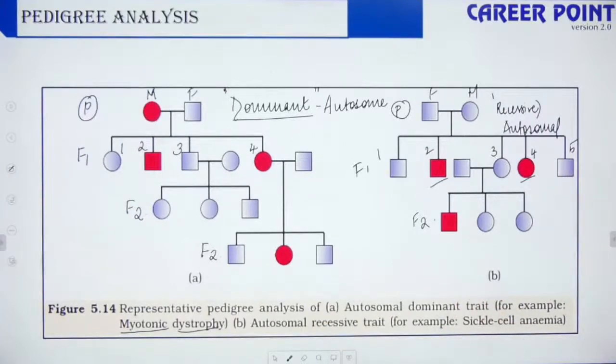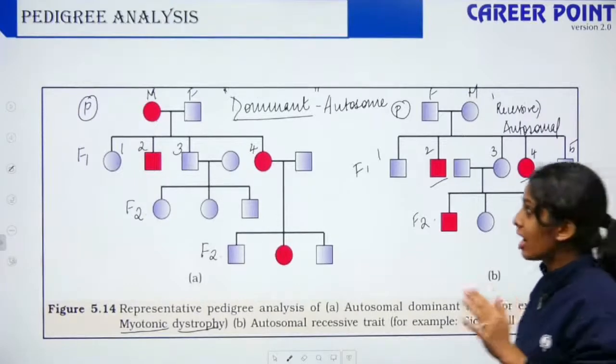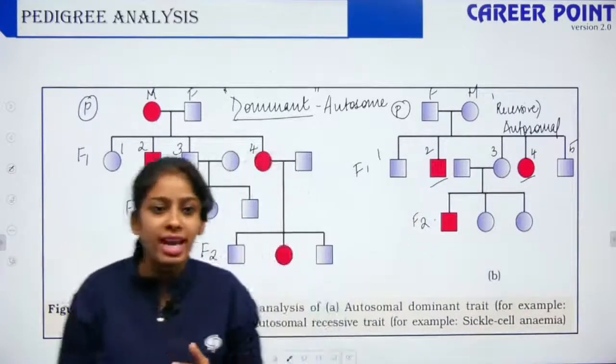Okay, is this clear? So everyone watching this class understood how to interpret a pedigree analysis?